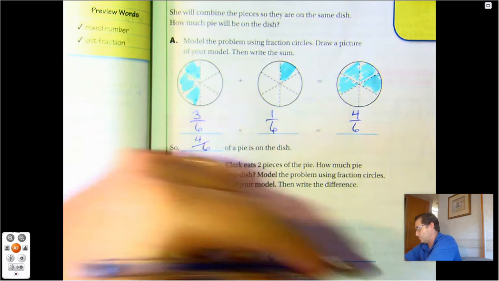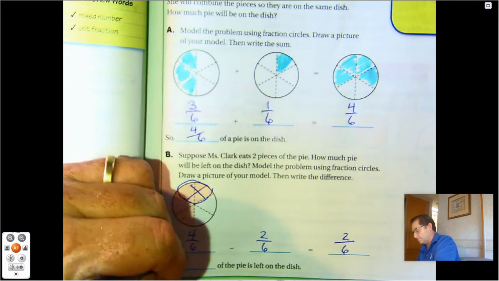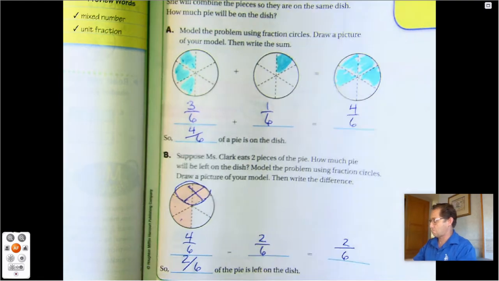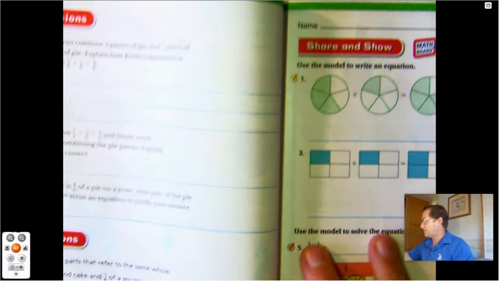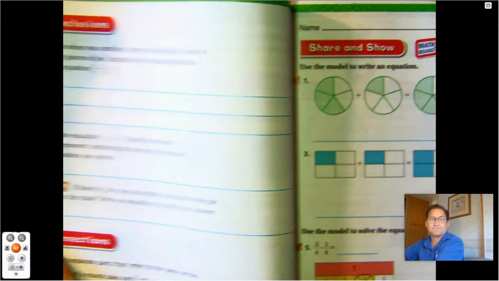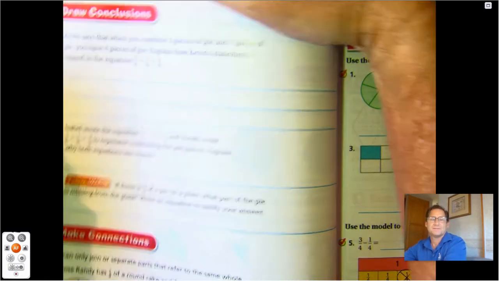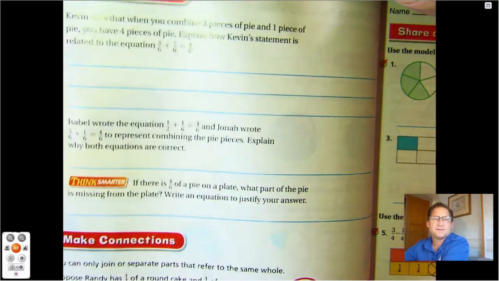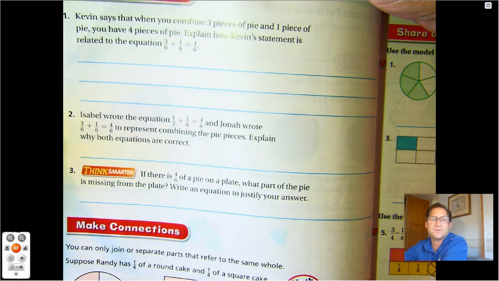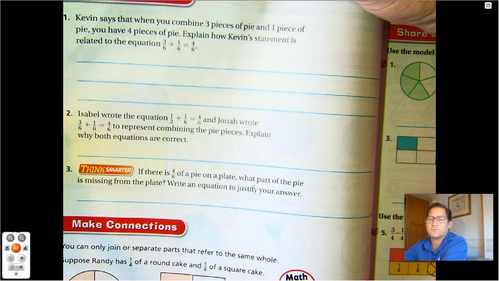She has 2 of the 6 pieces left. So 2/6 of the pie is left on the dish. Okay. Page 280. So Kevin says that when you combine 3 pieces of pie and 1 piece of pie, you have 4 pieces of pie. Explain how Kevin's statement is related to the equation 3/6 plus 1/6 equals 4/6.